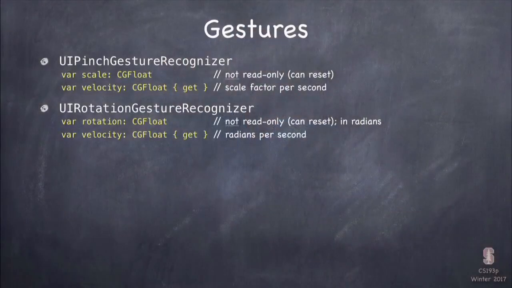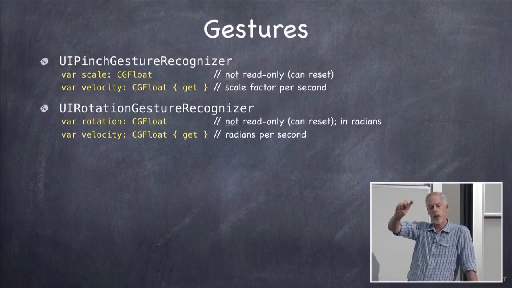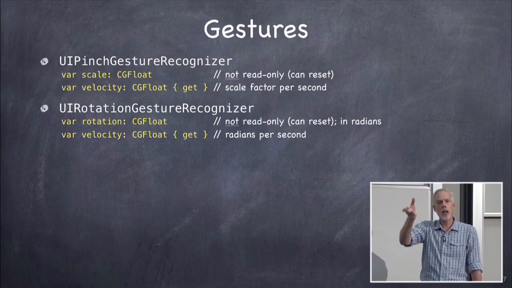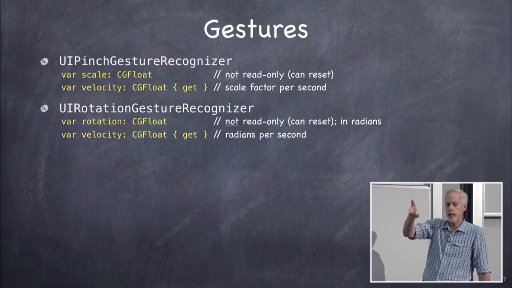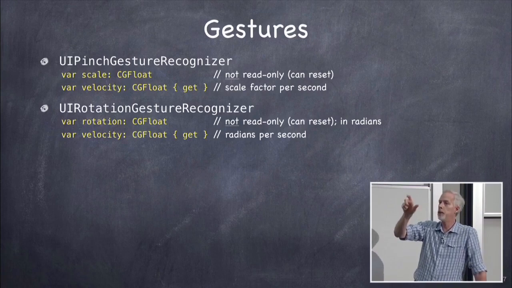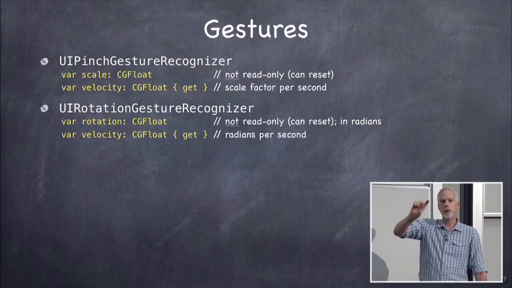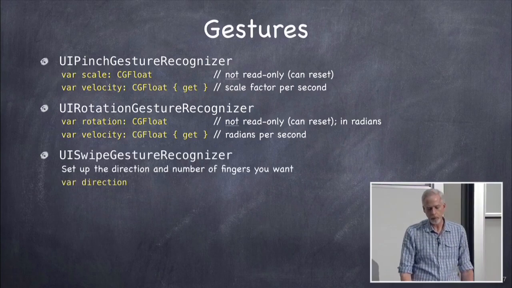There's also a rotation gesture. That's 2 fingers down, like turning a knob. Keep the 2 fingers down and you turn them. You get the rotation there. That rotation is in radians. Again, not read-only, so you could reset it and get the incremental turning. And you also get the velocity in radians per second, how fast the person is turning their knob.